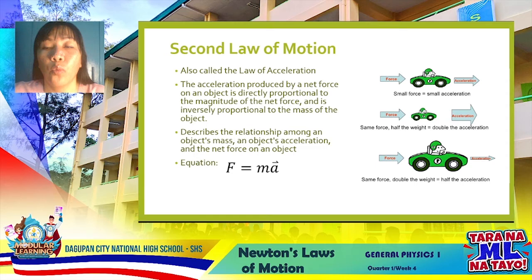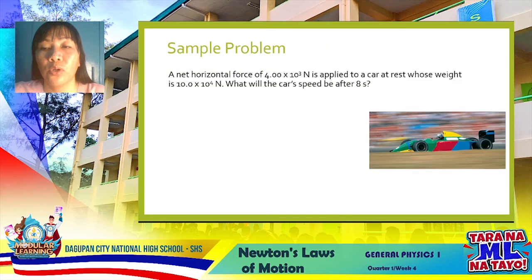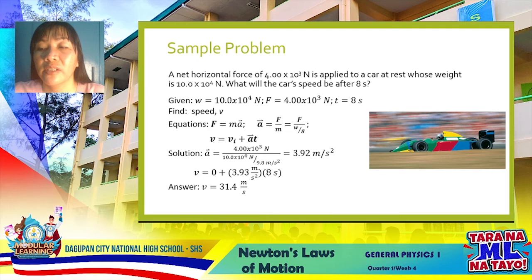For example, a net horizontal force of 4,000 newtons is applied to a car at rest whose weight is 10,000 newtons. What will the car's speed be after 8 seconds? The given values are the weight, 10,000 newtons, force, 4,000 newtons, time, 8 seconds, and initial velocity is 0. We need to find the final speed. The equations to be used are as follows.